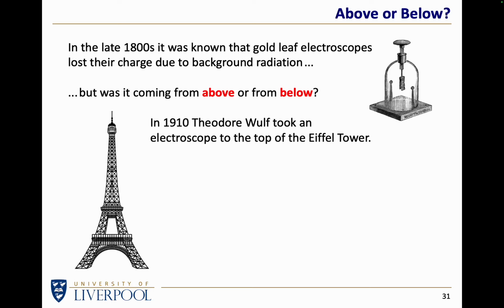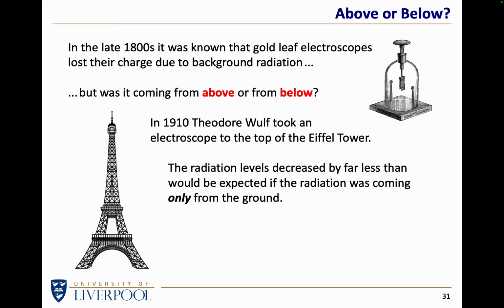Well, a physicist called Theodor Wulf back in 1910 said, right, we're going to figure this out. What we're going to do is have an electroscope at the bottom of the Eiffel Tower and see how quickly these gold leaf electroscopes discharge. Then we'll do the same experiment at the top of the Eiffel Tower. If everything is coming from the ground, we would expect that the top of the tower is so far away from the ground, it shouldn't produce any radiation, and therefore we would see our electroscope not discharge. But things didn't quite work out so clearly.